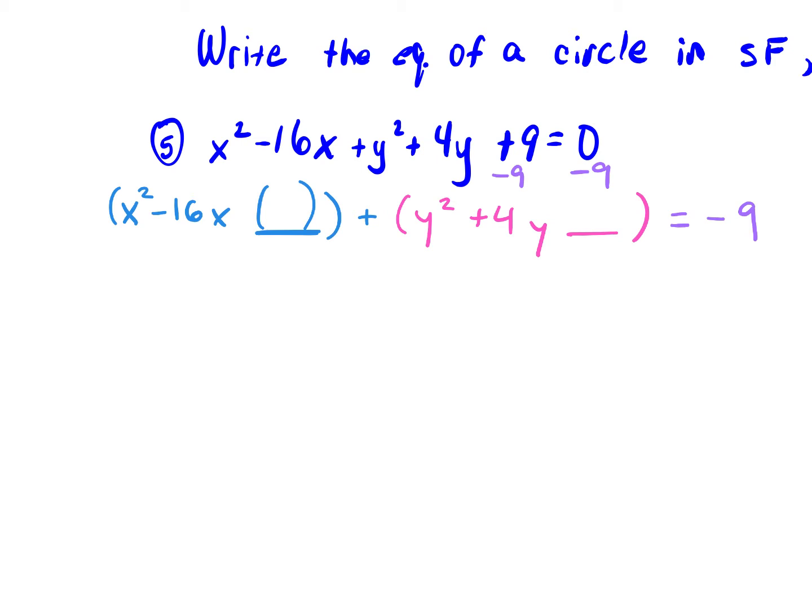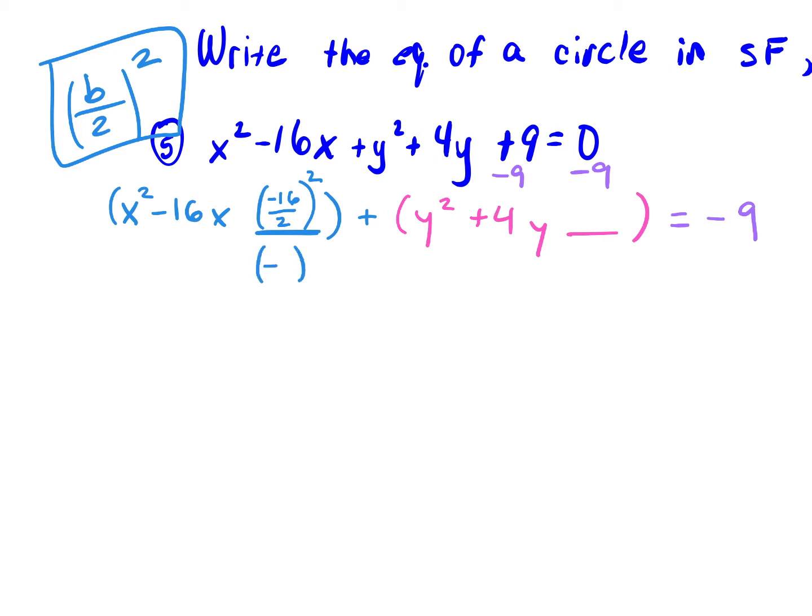What's our b? So our b is negative 16, so negative 16 divided by 2 squared. It's always b over 2 squared. So negative 16 divided by 2 is negative 8. So we're putting a negative 8 here.